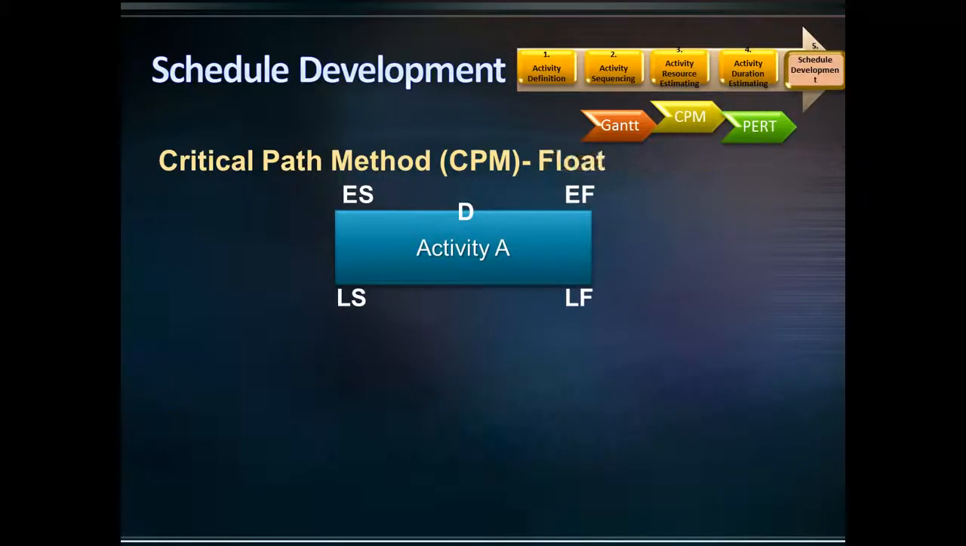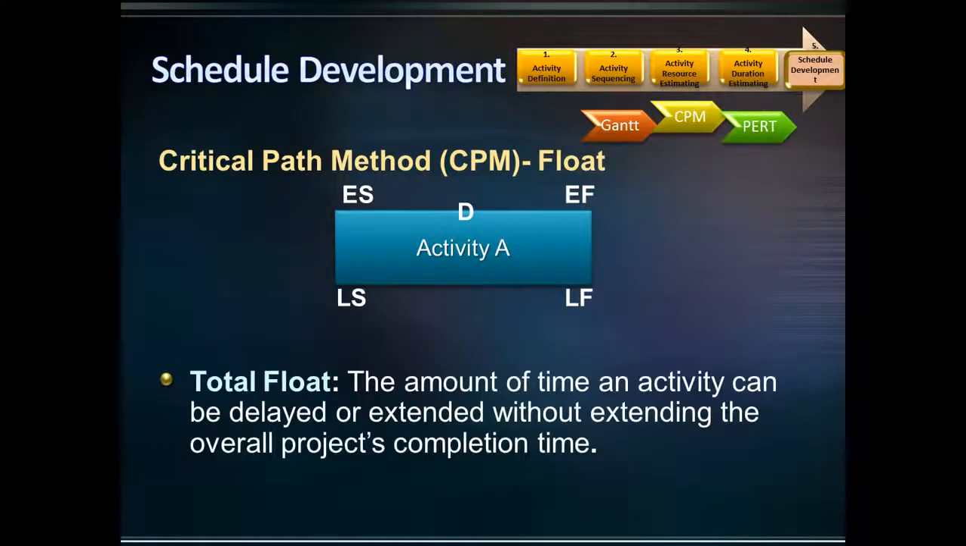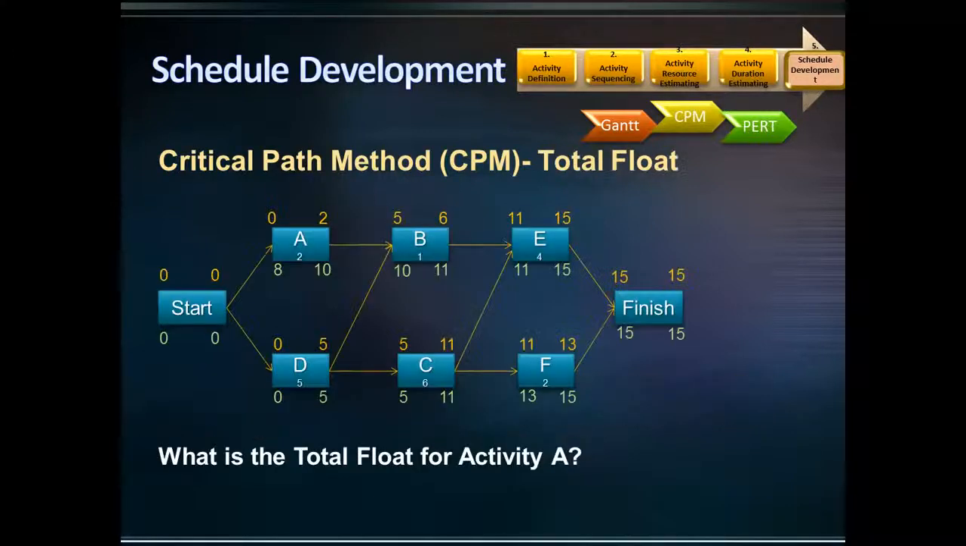One of the most important floats in project scheduling is total float. Total float is the amount of time an activity can be delayed or extended without extending the overall project completion time. In the example that we calculated the early and late finish dates, what is the total float for activity A? To help you answer this question, let me rephrase my question. What is the maximum available time for activity A to float without impacting the completion date?